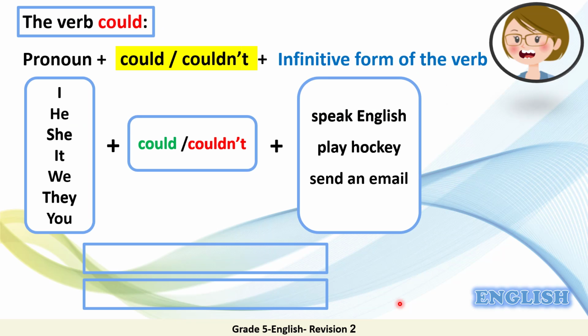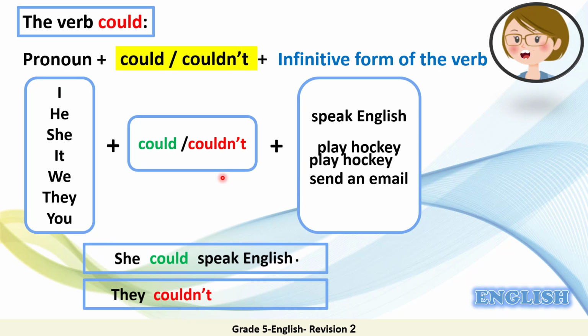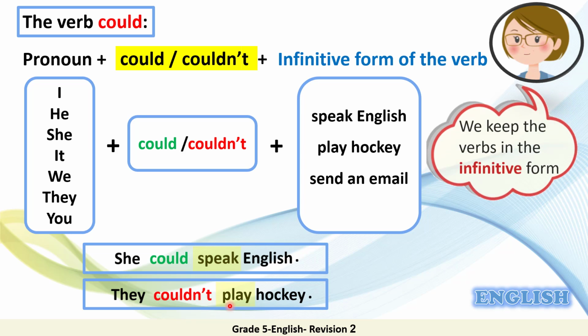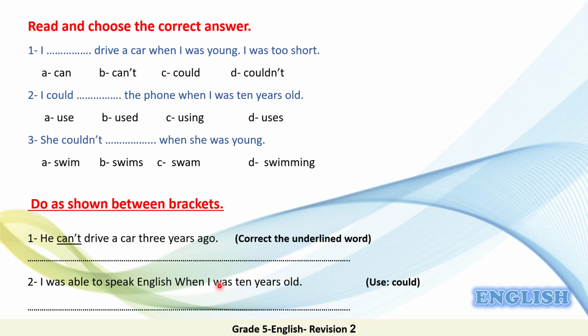Here is another structure also related to the past simple. The verb could. You know that the verb could and its negative form couldn't is followed by the base verb. Like she could speak English, they couldn't play hockey. Notice the verbs speak and play, they are in the infinitive form. Let's do some exercises. Read and choose the correct answer.